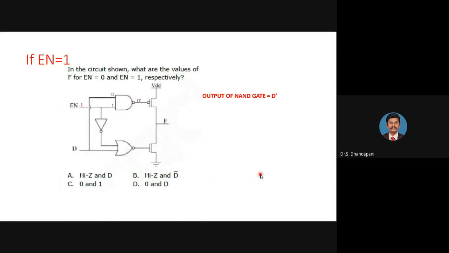Next, when enable equal to 1, for the NAND gate, if one input is 1, the other input will be available at the output in inverted form. For example, for the NAND gate, one input is 1. If the other input is 0, here we will have 1. If the other input is 1, here we will have 0. So for the NAND gate, I have 1 and D. In other words, for an AND gate, if we have 1 and D, the answer is D. For the NAND gate, it is D dash. So 1 and D as input for the NAND gate provides the output D dash.